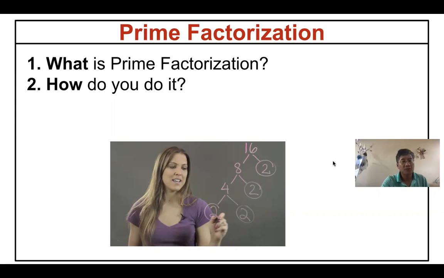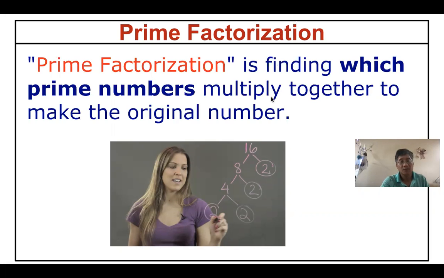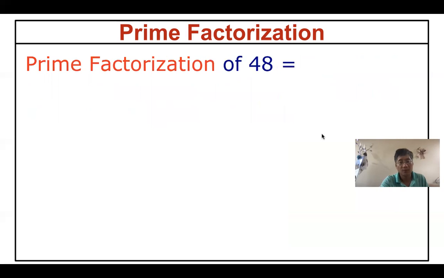Before we do it, we need to know how to do the prime factorization. You learned this in junior high school. You know what a prime factorization is and how you do it, right? So let's try. Prime factorization is finding which prime numbers multiply together to make the original number. So you rewrite the original number with prime numbers. That's a prime factorization. So how do you do it?